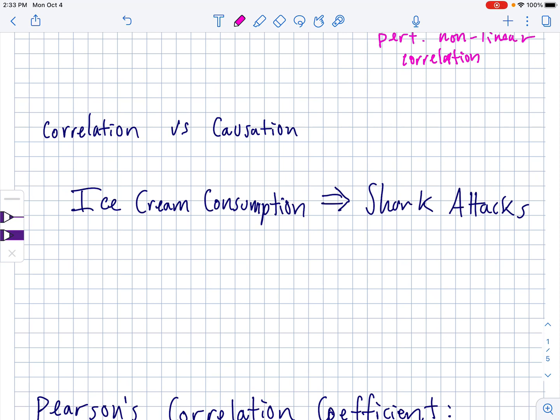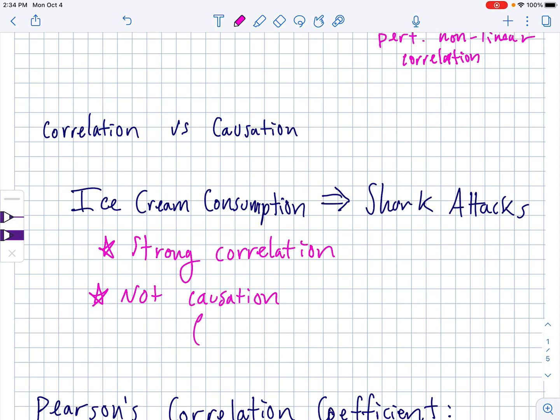Now, I noticed there are a couple of problems in your homework that get at correlation versus causation. Remember my example from the last video about ice cream consumption and shark attacks? They are very highly correlated. The more ice cream that's consumed in a coastal town, the higher the shark attacks are. This is high correlation, or strong correlation, I should say, but this is not causation. Causation would mean eating ice cream causes a shark attack, and that's not true.